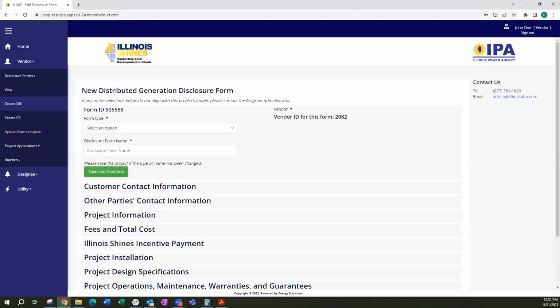The first section of the disclosure form asks for general information about the project, including the form type, disclosure form name, and if the generated disclosure form PDF should be exported in Spanish. Under form type is where you will specify that this is a power purchase agreement form. The vendor ID will be hard-coded in the disclosure form at this point. Please note that the disclosure form name is primarily a unique identifier for the approved vendor or designee to help keep track of their disclosure form.